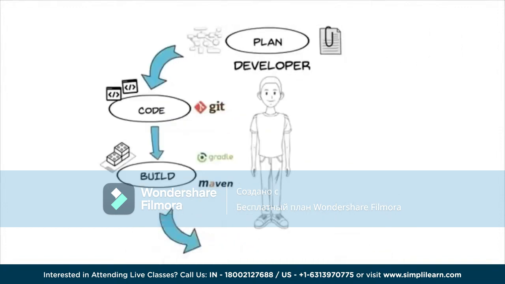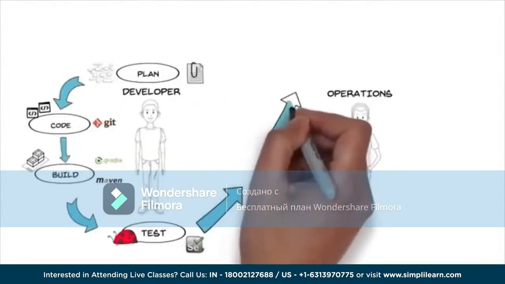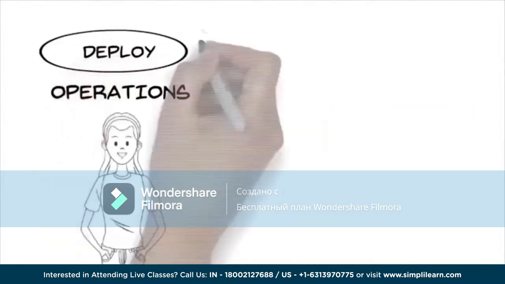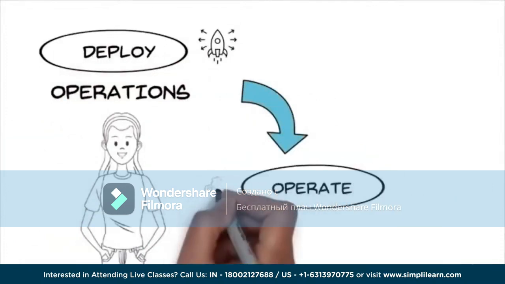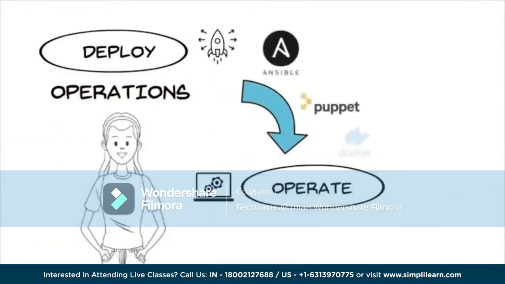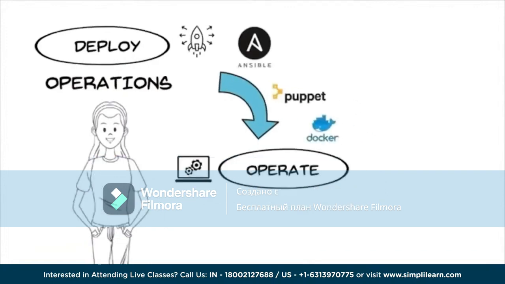Now before deployment, the product is tested to catch any bugs. The most popular tool automating testing is Selenium. Once the products are tested, Mia must deploy it. The deployed product is then continuously configured to the desired state. Ansible, Puppet and Docker are some of the most common tools used that automate these stages.